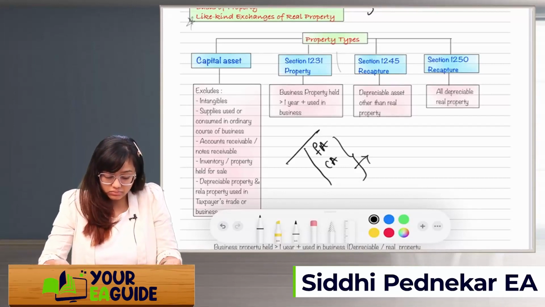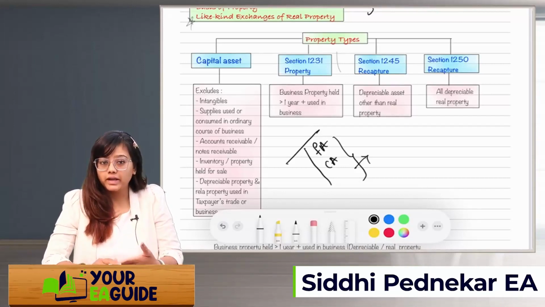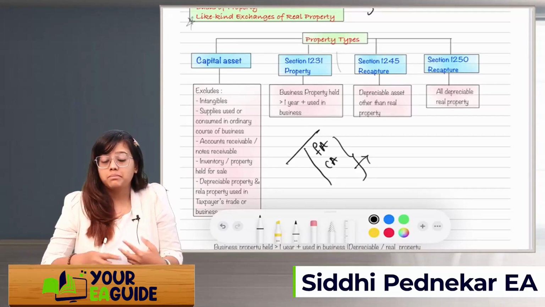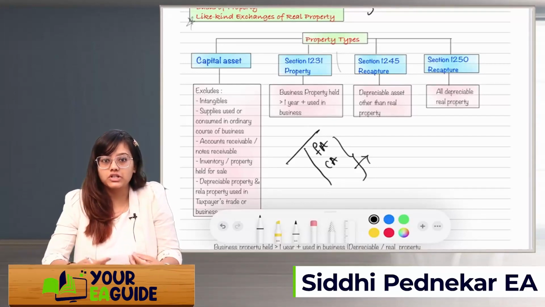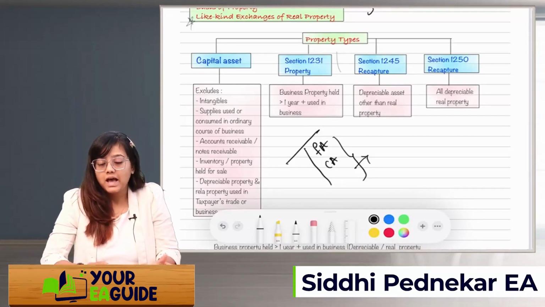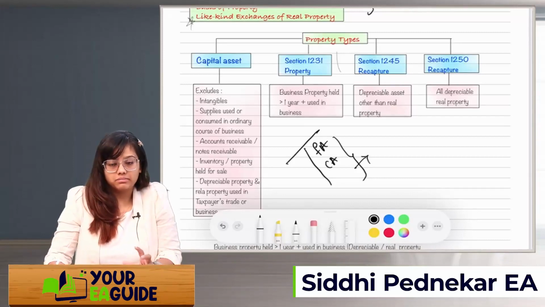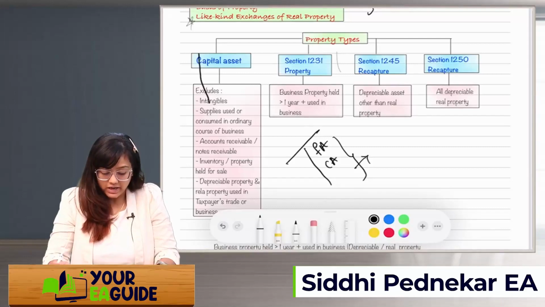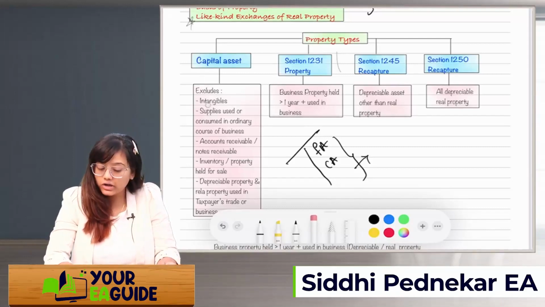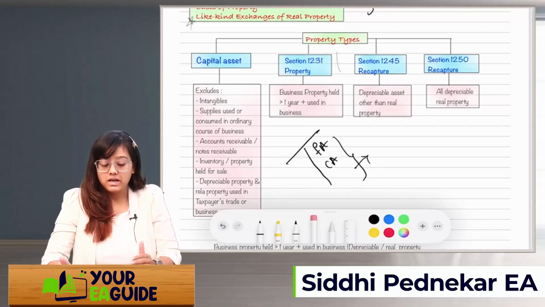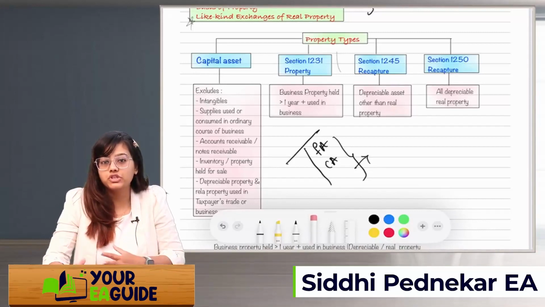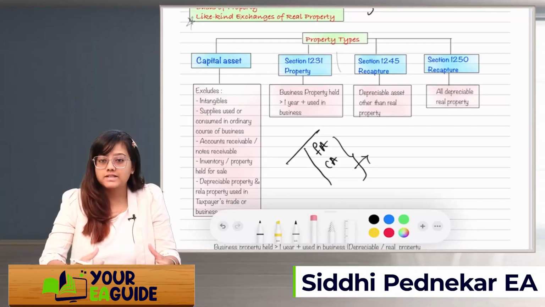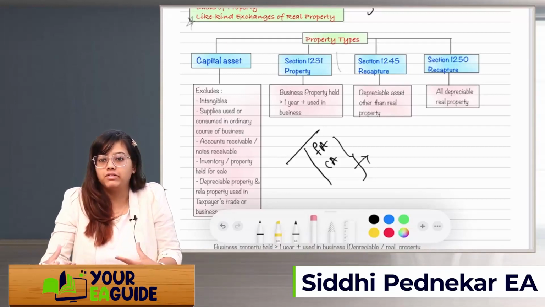Capital assets will exclude any intangibles and any supplies which are used or consumed in the ordinary course of business. Accounts receivable and notes receivable are current assets, so all of this will be excluded. Depreciable property will not be included in a capital asset because we have a separate provision for depreciable property in section 1231 and 1245 recapture.